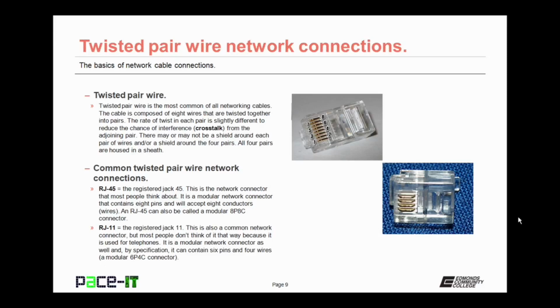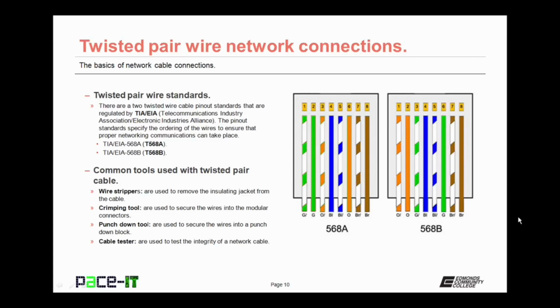The other common twisted pair network connector is the RJ11, the registered jack 11. Like I said, this is also a common network connector, but most people don't think of it that way because it's used for telephones. It is a modular network connector that contains 6 pins and 4 wires. It is a modular 6P4C connector. So let's talk about the twisted pair wiring standards.